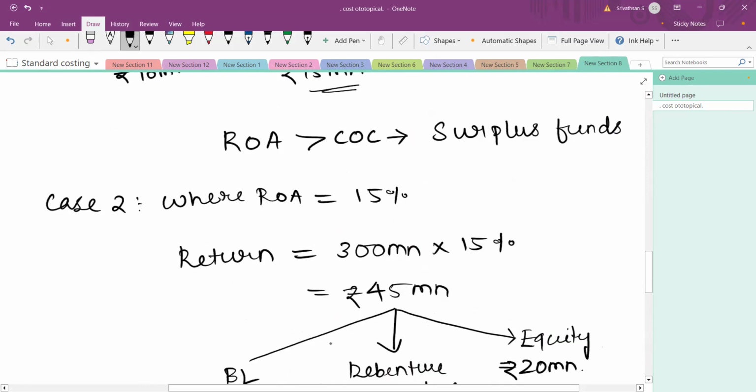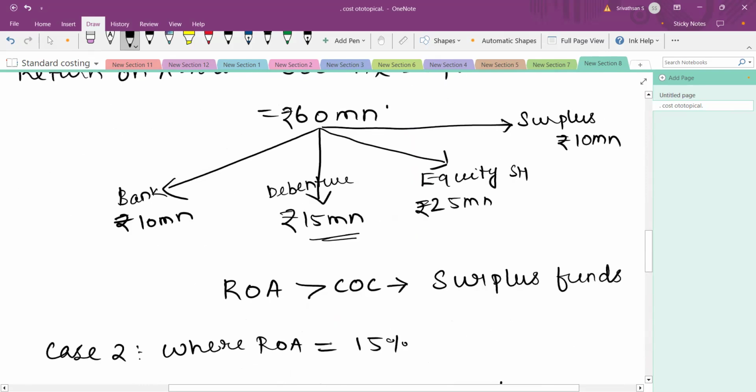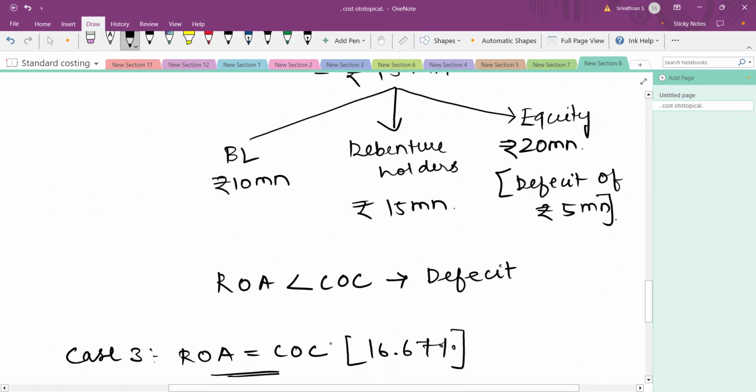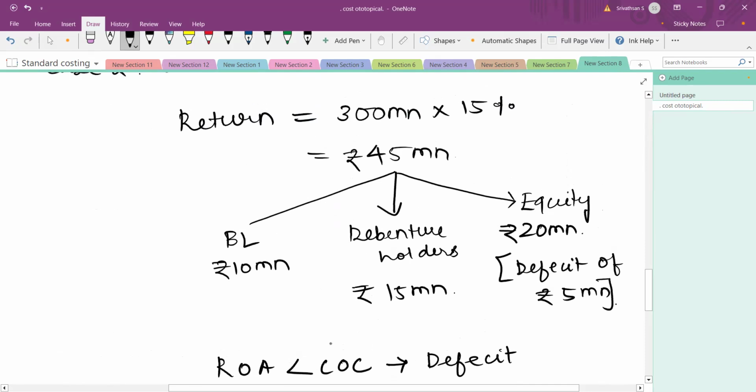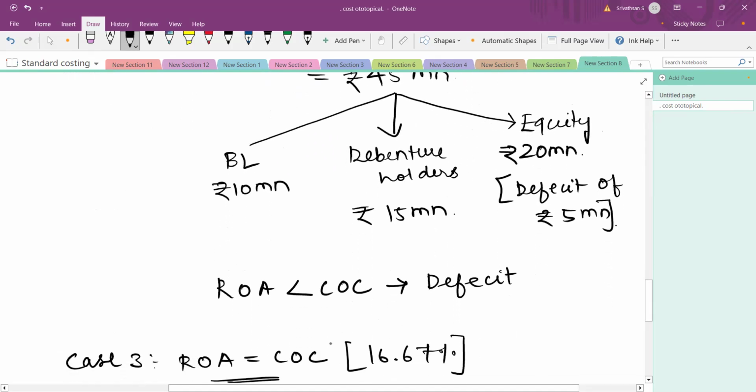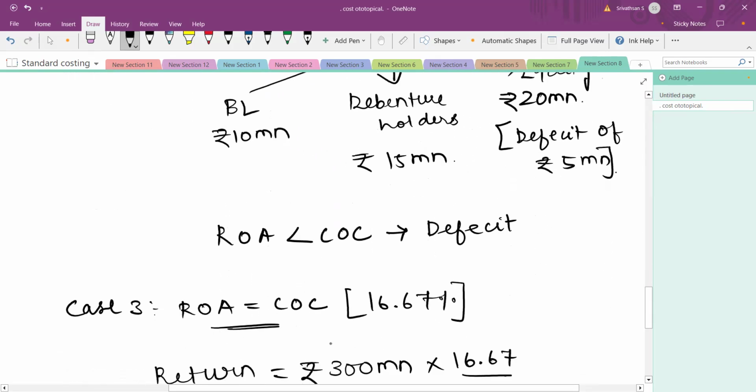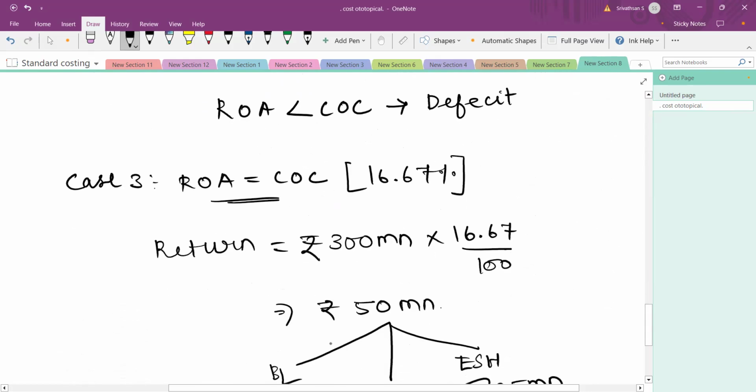Suppose if return on asset is greater than cost of capital, in that case, the company will have some surplus funds even after paying money to all the investors. But if return on asset is less than cost of capital, the company won't be able to meet the expectation of the investors. Clear? So cost of capital is nothing but the minimum rate of return that the company should generate to keep all the investors satisfied. If the company is generating a return at least equal to 16.67%, they can satisfy their investors. And if they are generating a return greater than its cost of capital, the company will have surplus funds.